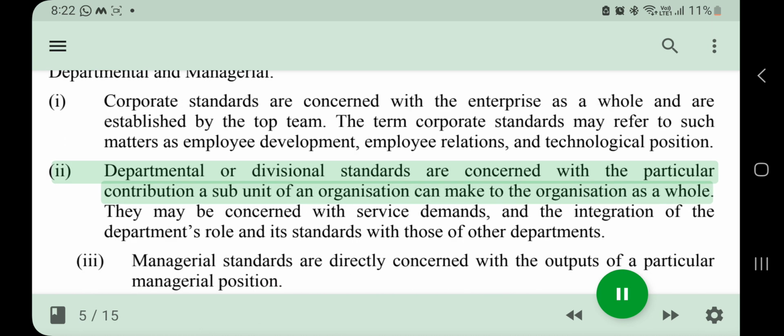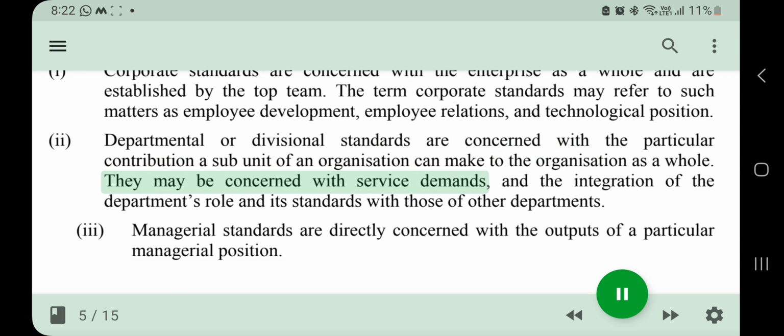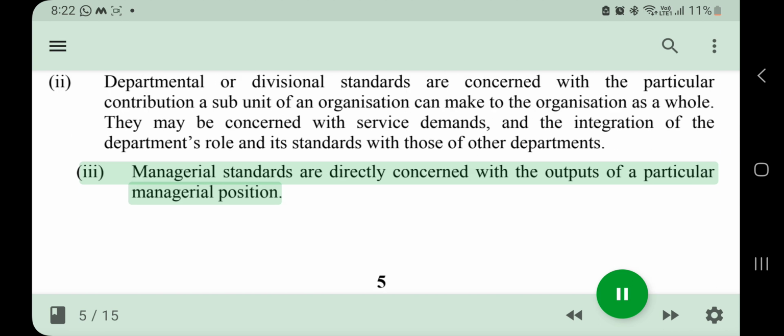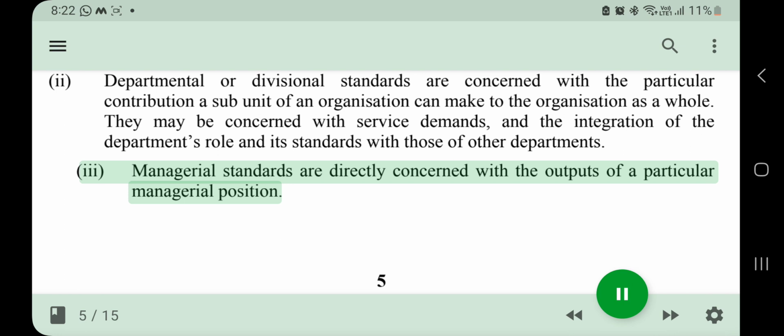Departmental or divisional standards are concerned with the particular contribution a subunit of an organization can make to the organization as a whole. They may be concerned with service demands, and the integration of the department's role and its standards with those of other departments. Managerial standards are directly concerned with the outputs of a particular managerial position.